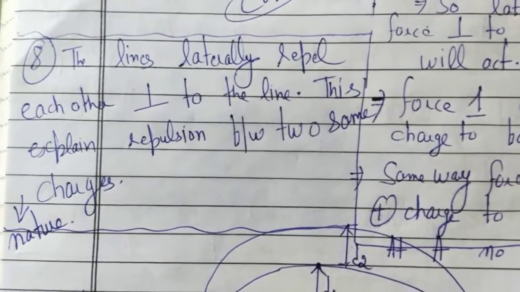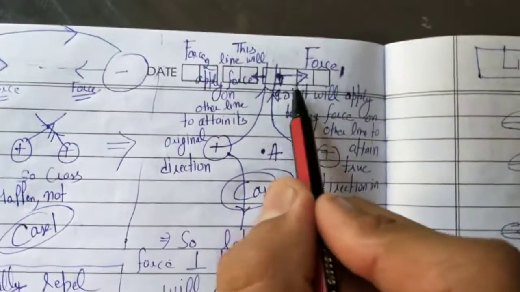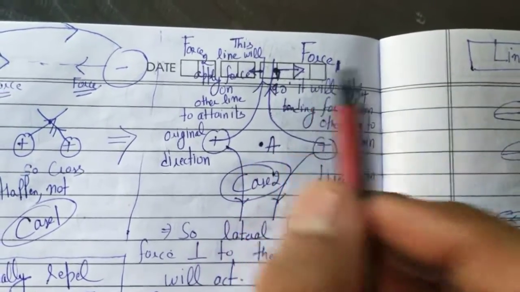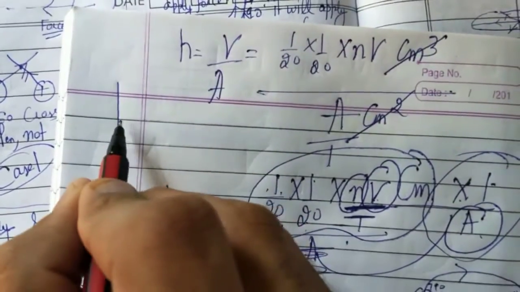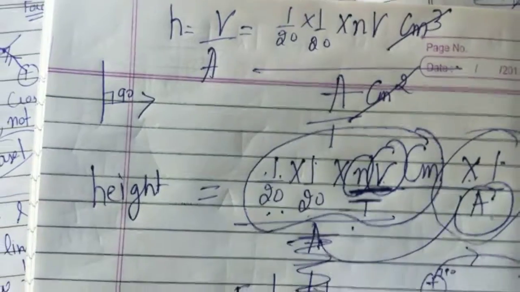So this is our 8th property of electric field lines. This line is repelling this. How? Laterally, means perpendicular to the direction of the line. This is the direction of the line, and the force is acting perpendicular, at 90 degrees. This means laterally perpendicular to the line.